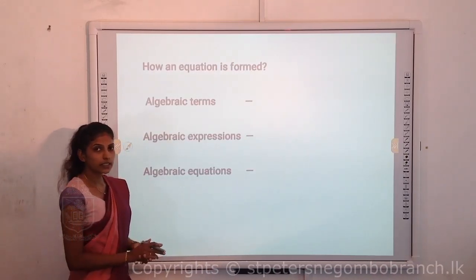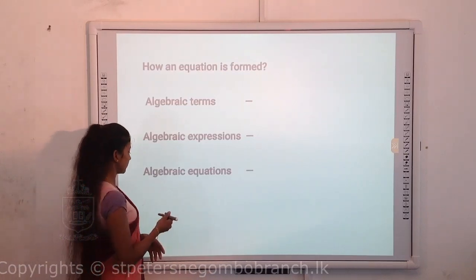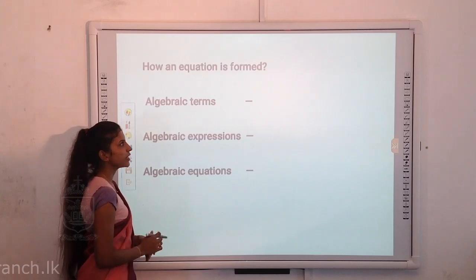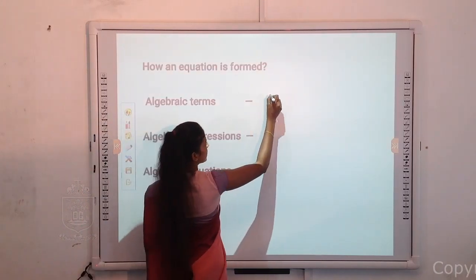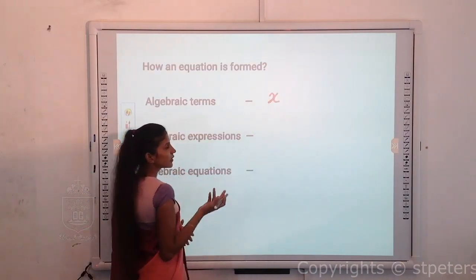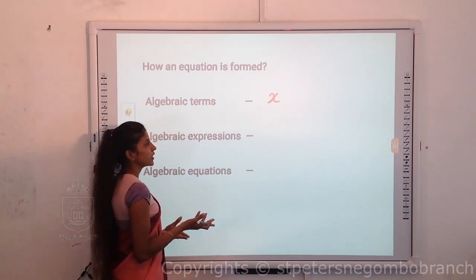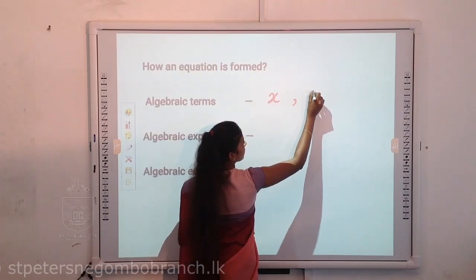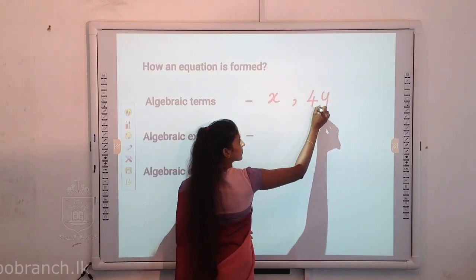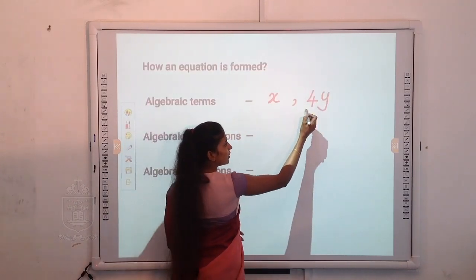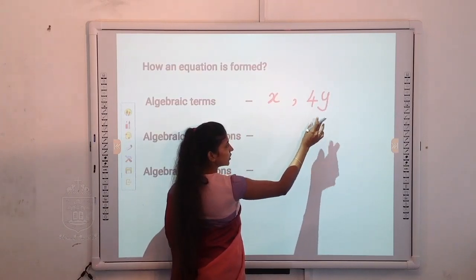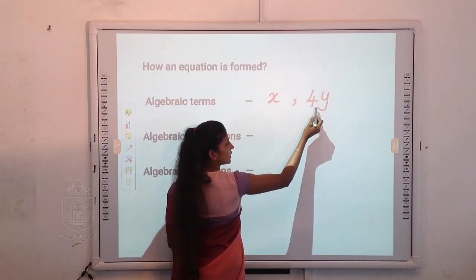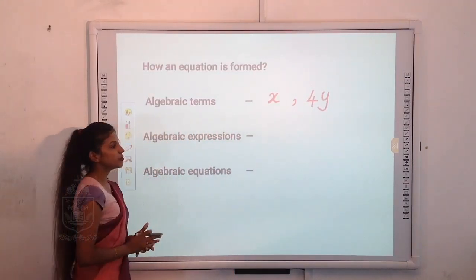Algebraic terms are the unknown terms. For example, we can take x. This is an unknown term, no value. So we can take it as an algebraic term. Another example can be taken, 4y. You can see a number and an unknown term, both are there. Together we call it an algebraic term. Here we call it the coefficient. So these are algebraic terms.